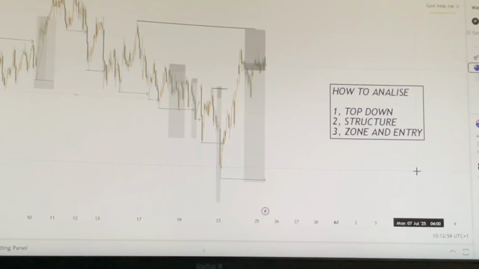Top down is what gives you the high view of the whole chart. The structure you mark out shows you the direction the market is going. The zones are the area where you enter, and then the entry and the management, all the rest of the ones, right? So good.